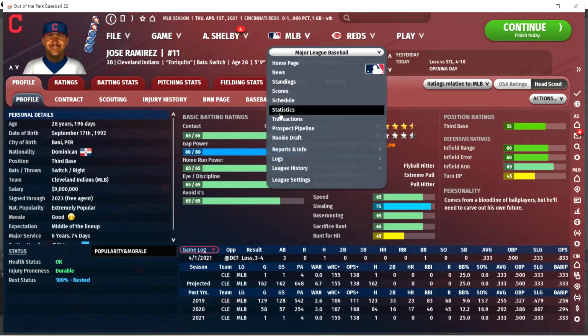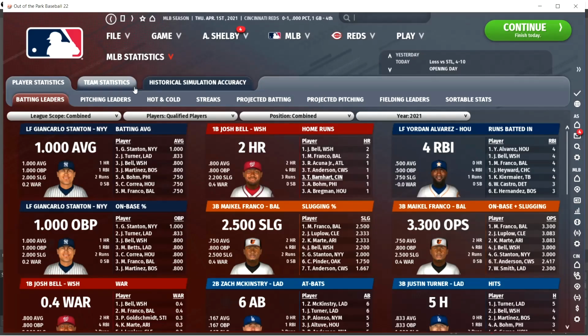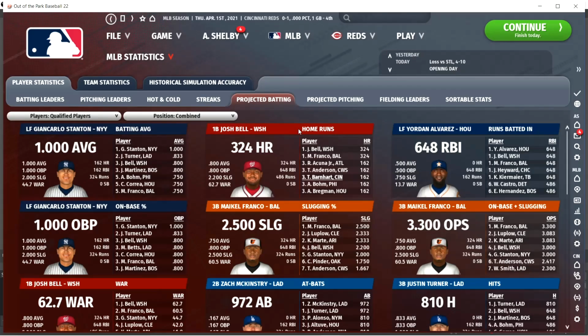And I want to point this out again, in case somebody says there are projections here in the league leaders, which there is, but again, this is not a projection. This is what they're on pace for, right? Giancarlo Stanton is not projected to bat 1,000. He's on pace to bat 1,000. Same thing with Josh Bell. He's on pace for 324 home runs, not projected for it.